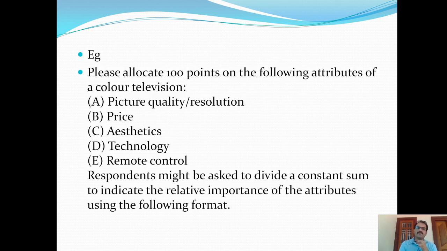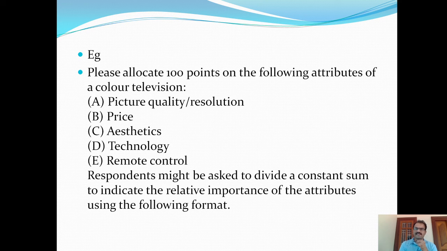For example, the respondents may be asked, please allocate 100 points on the following attributes of a color television. We have identified 5 attributes of color television. The first attribute is picture quality or resolution. Second is price. Third is aesthetics. Fourth is technology. Fifth is remote control. These are the 5 attributes that we have identified for scaling.